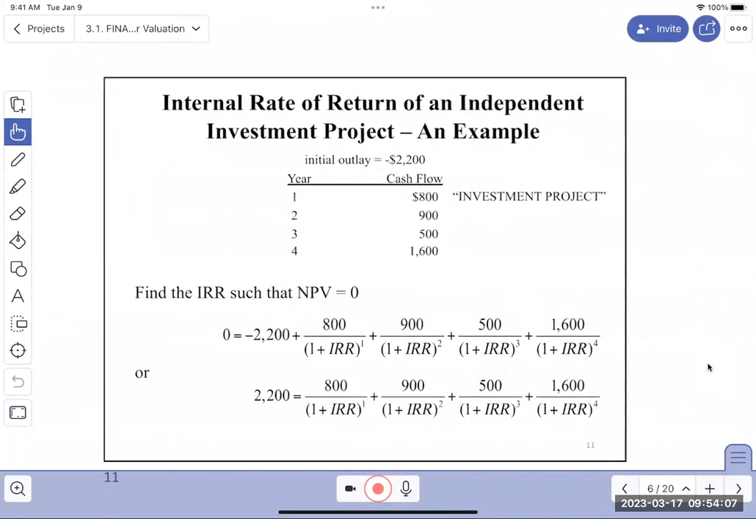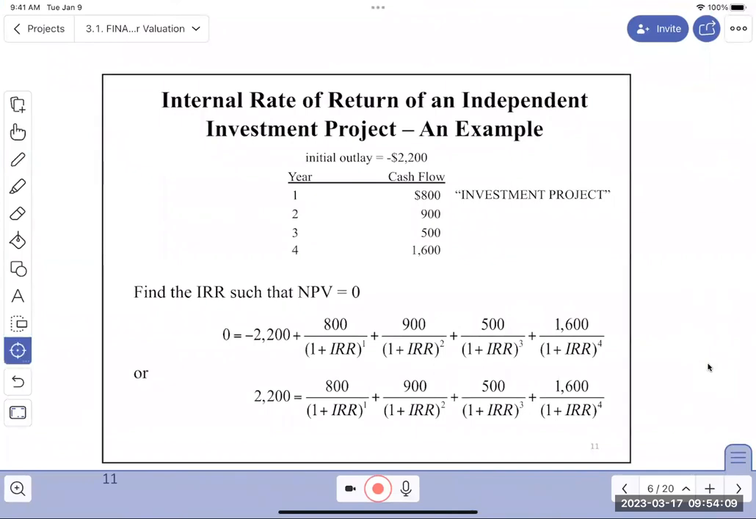So this is an example. This is an investment project, and I will distinguish it from what's called a financed project. It means that we invest this amount to receive these cash flows later. And the whole idea of where these numbers come from, like I said, we'll talk about in Unit 4. For now, take them as given.